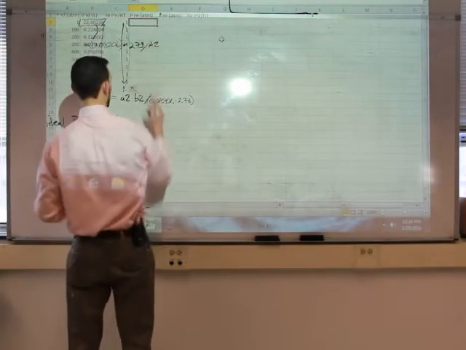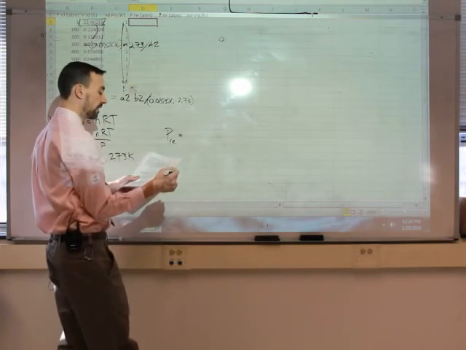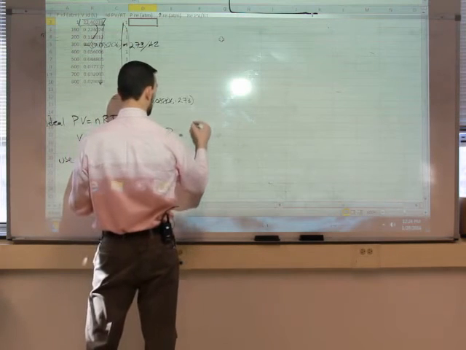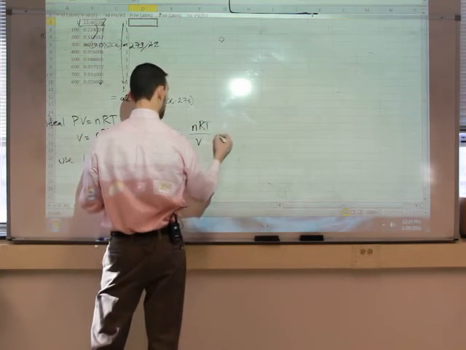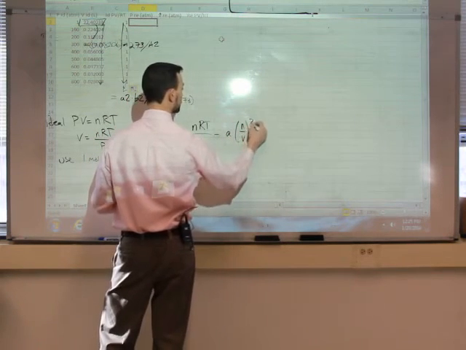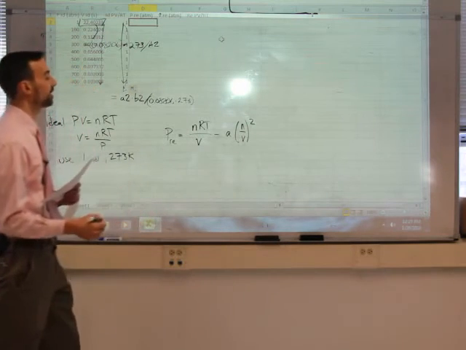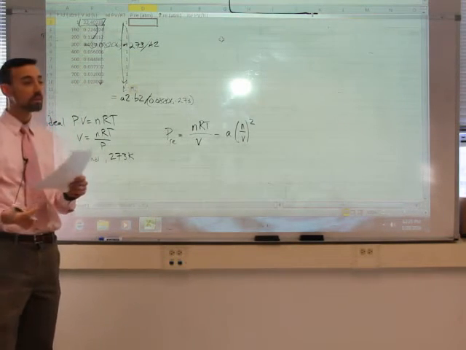So the real pressure from the van der Waals equation that we have in our report is nRT over V minus A n over V squared. So we need to figure out how to type this equation into Excel. All right.